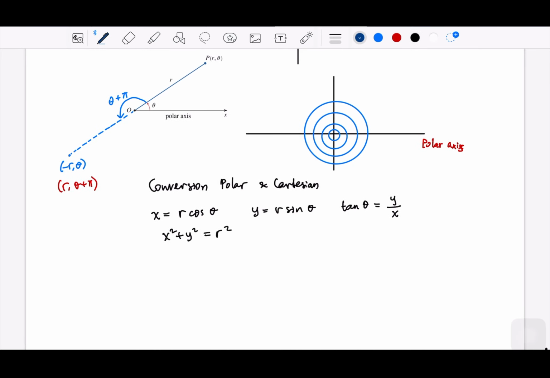But if you would like to draw the triangle, let me draw for you. Okay, now after we get this conversion and we know the polar coordinates, now we can draw the polar curves.